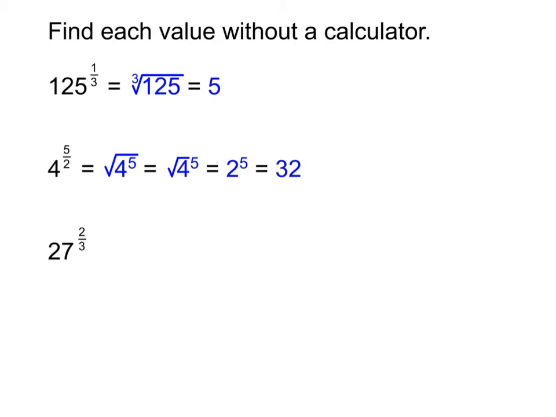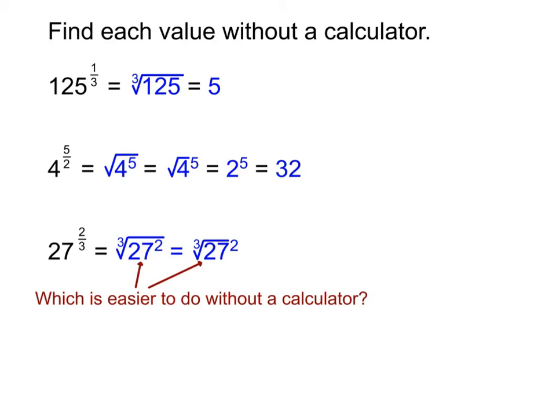All right, so for the last one now, we have a fractional exponent. So of course, the very first thing we do is we write it as a radical, but we have a choice about which way we want to write it. You can write it either with the radical over the 27 squared, or you can write the radical over the 27 and then square that. So the question is, which one of those two is easier to do without a calculator?